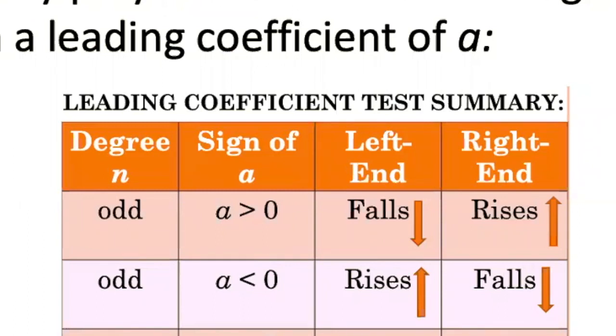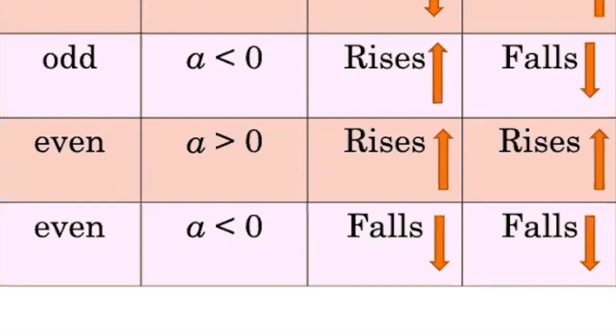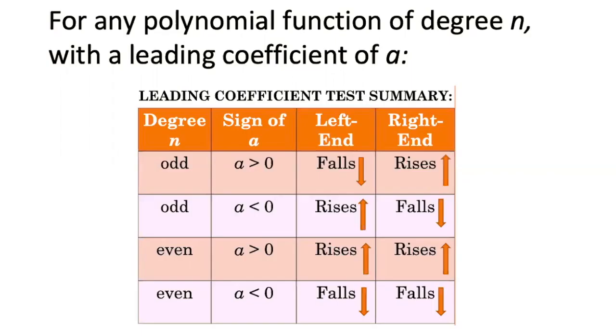If your degree is odd, but your leading coefficient is negative, the left end is going to be going up and the right end is going to be going down. So notice, odd functions have end behavior that goes in opposite directions. For even functions, if your leading coefficient is positive, both ends are going to point up, and we saw this with quadratic equations. If your degree is even, but your leading coefficient is negative, remember that's like the frown parabola, both ends are going to point down.